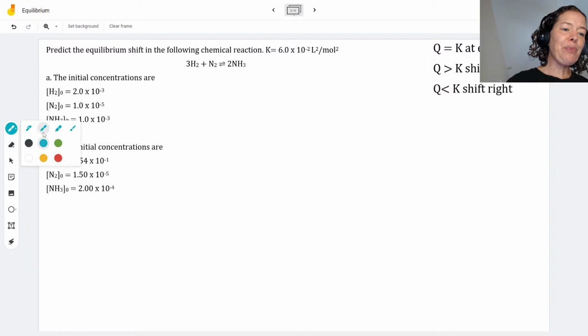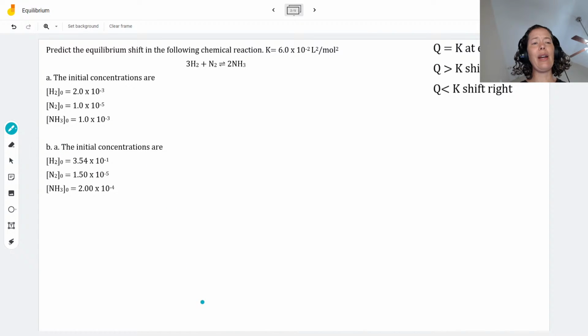All right, so let's get my pen up here and we are going to just start with problem A here. So you can see we've got our chemical reaction. This is our classic formation of ammonia. We are given our value of K, and now we are given initial concentrations, and we want to know which way the equilibrium is going to shift. So we need to calculate Q, and we will compare that with K. So let's go ahead and just for this part A, let's get our expression for Q.